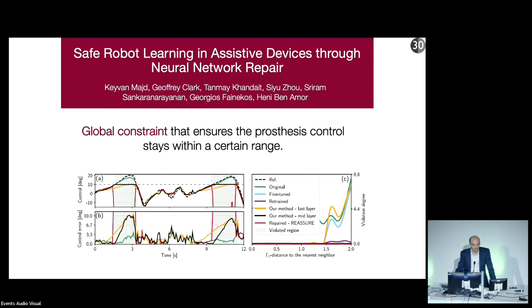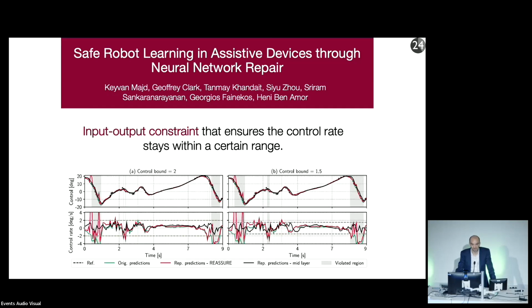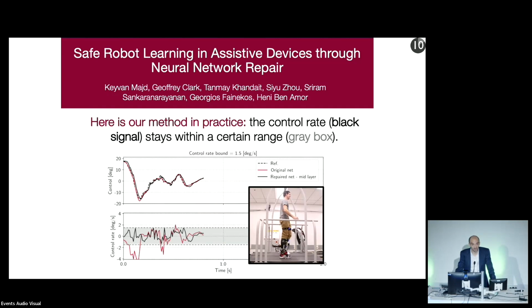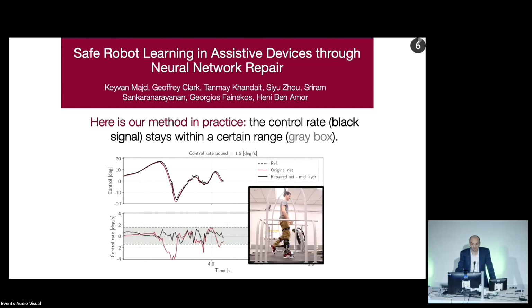We provide options for different types of constraints, for example, global constraints, input-output constraints across multiple frames, as well as conditional constraints for specific scenarios and situations. The overall approach allows us to create neural networks that make sure that any controls that are executed are safe for the human. And we also evaluated this on a prosthesis, a lower leg prosthesis.